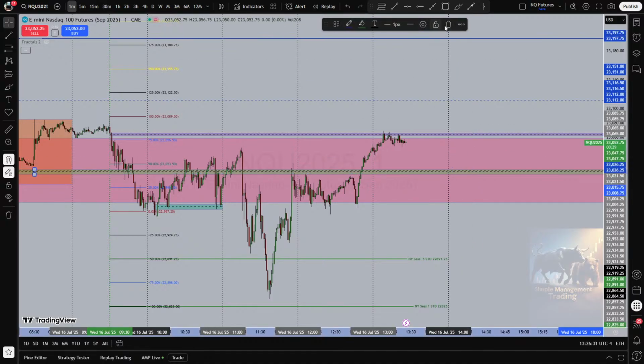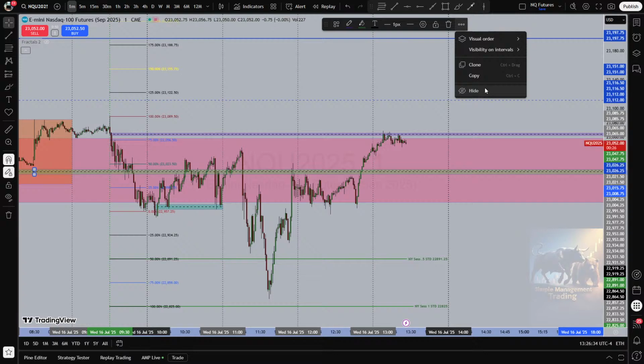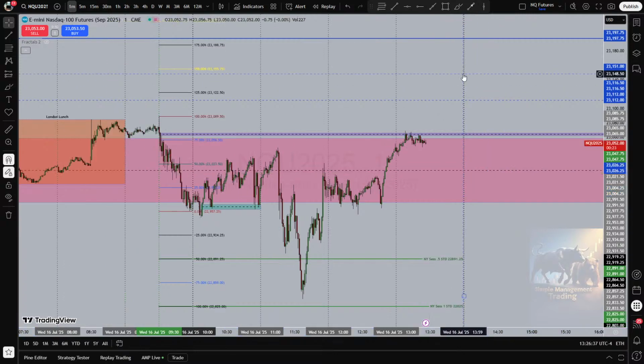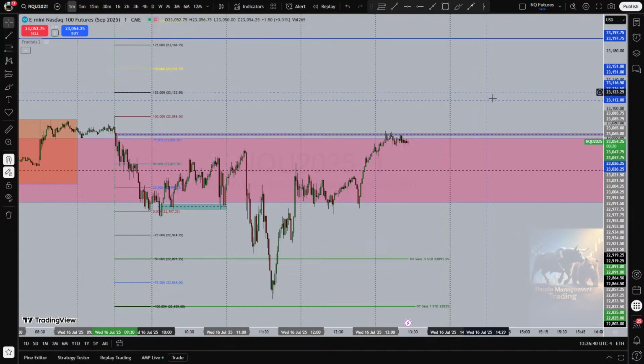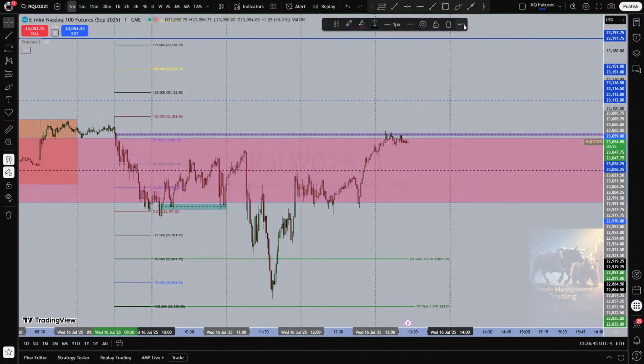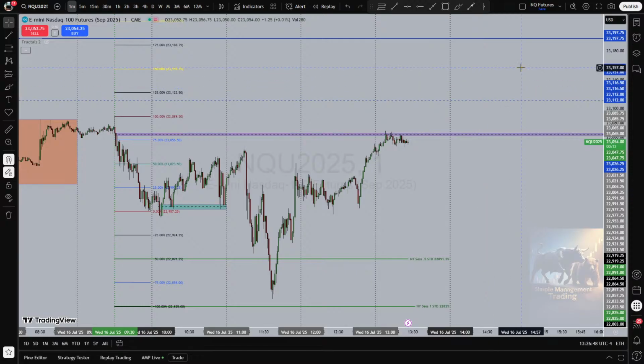I don't need this, so let me just hide that real quick. There we go. Now the chart looks a bit cleaner. So I'm looking at 23,146 right now for this hour to hold. If we break that and we're rejecting the first fair value gap, then we might go lower, and my aim will be the lunch lows. So this is your lunch hour right here.